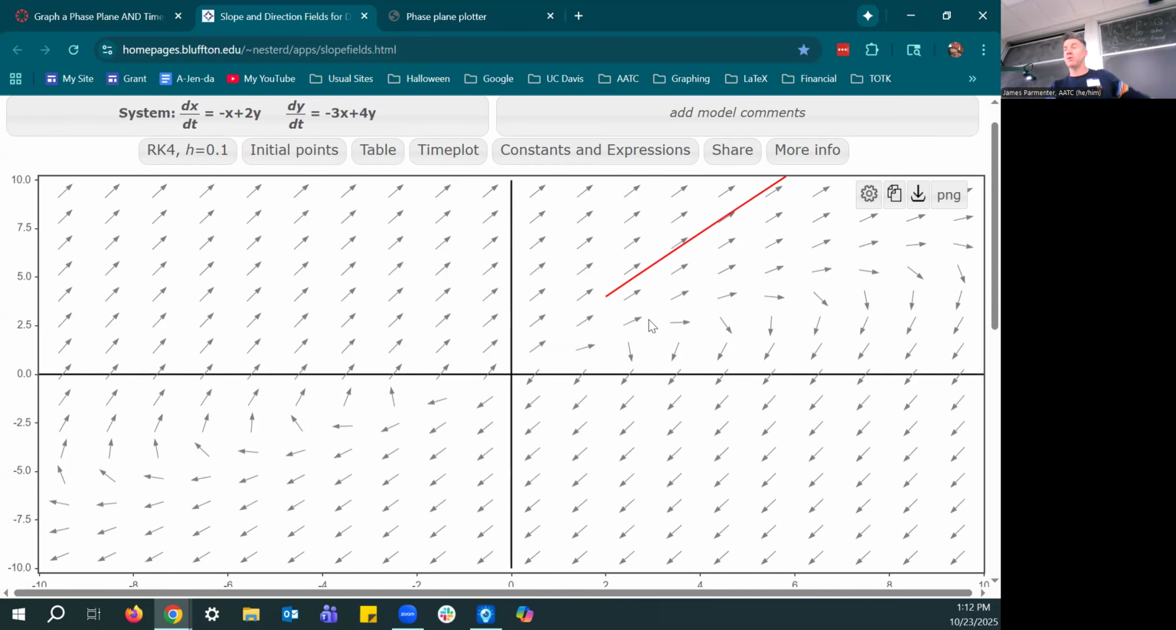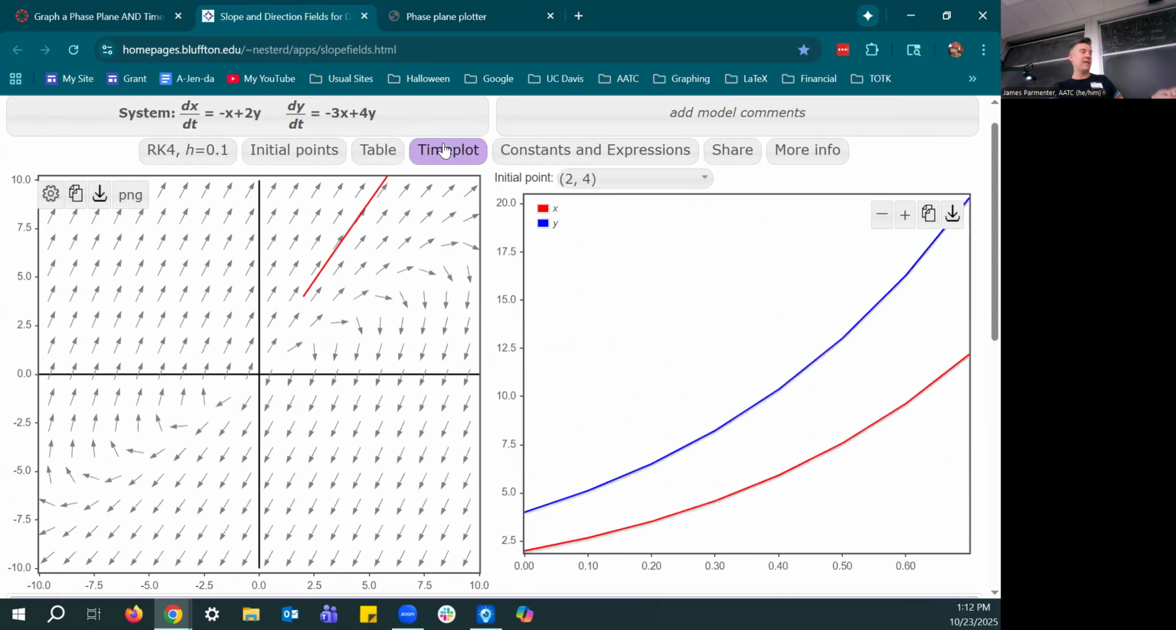What I do really like about this one is if you click on the time plot, it shows you the x and y functions. So this x function here is exactly our negative 2e to the t plus 4e to the 2t. And our y function there in blue is exactly our negative 2e to the t plus 6e to the 2t. And if you look at the initial conditions, you're exactly getting at time 0 a y value of 4 and an x value of 2. Useful to see what's going on, I think.